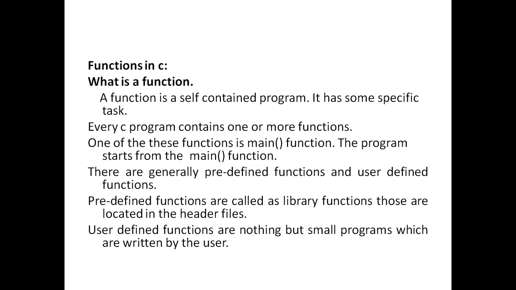Every C program contains one or more functions. One of these functions is the main function. The program starts from the main function. It is the gateway of the program. Generally, there are predefined functions and user-defined functions. What exactly are predefined functions? Predefined functions are called library functions. Those are located in the header file. I explained that before.